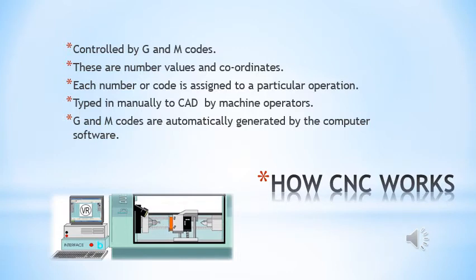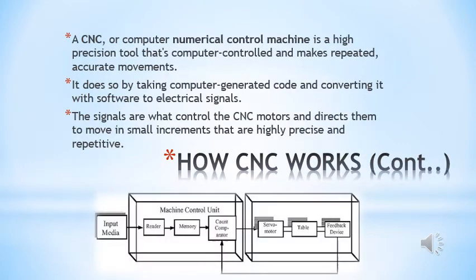Actually, the numerical codes refer to the operation of machine tools using numerical data. The production of complicated components requires a large degree of accuracy in the transfer of information from a man to a machine. Actually, these codes have been transferred from man to a machine. A CNC or computer numerical control machine is a high precision tool that's computer controlled and makes repeated and accurate movements. And we all know that it's a program.